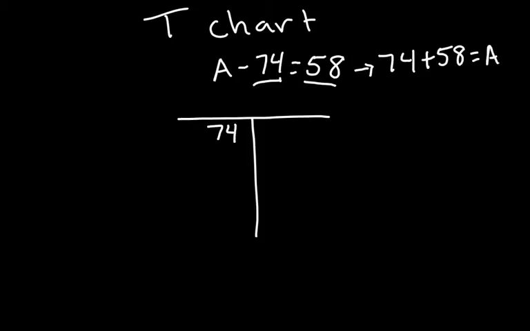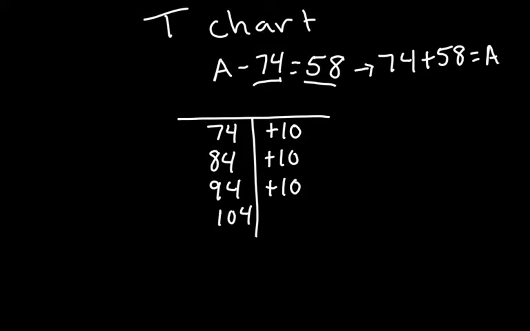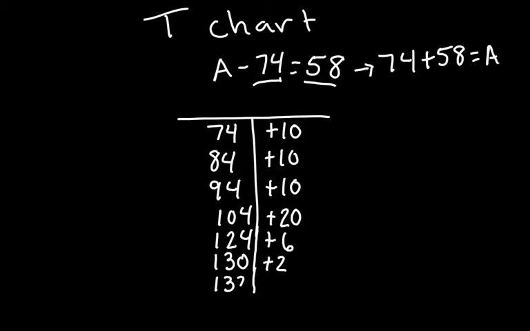And I'm going to add 58 in chunks. So I'm going to add 10, and that'll be 84. Add another 10, that's 94. Another 10, that's 104. Then I'm going to add 20, that's 124. And I've already added 50, so all I have left is 8, but I want to make this into a friendly number, so I'm going to add 6, which will get me to 130, and then I'll add 2, and that'll get me to 132.